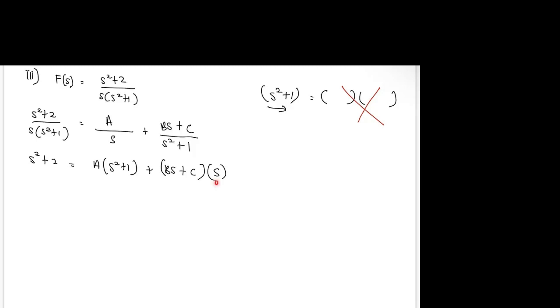If I put s equal to 0 here, this one will be 0, then I can find the value for a. So let s equal to 0. So 0 square plus 2 equal to 2, 0 plus 1, so we have 1. bs plus c, so b times 0, 0 plus c, s times 0, so this one is already 0, so we have a equal to 2 divided by 1, a equal to 2.